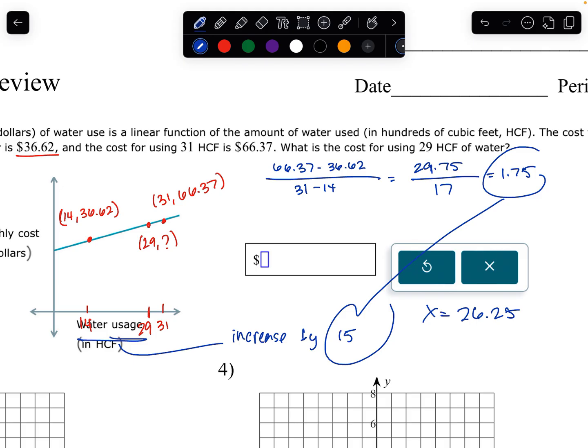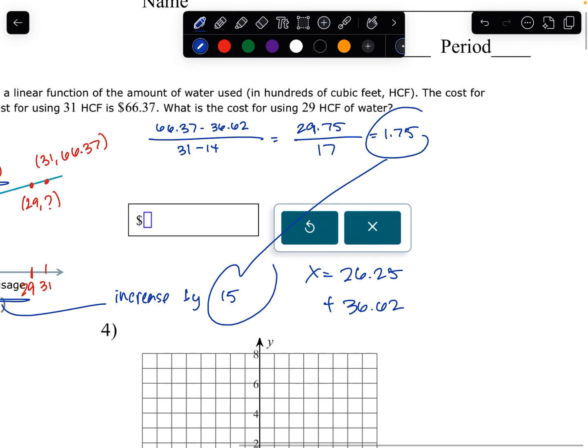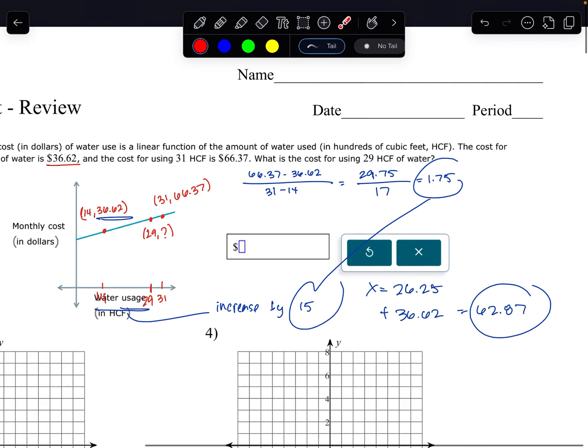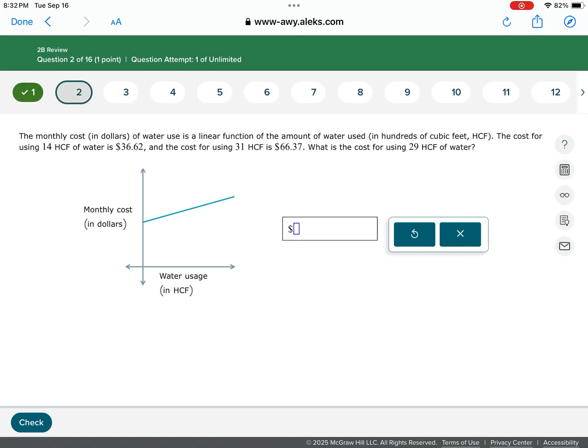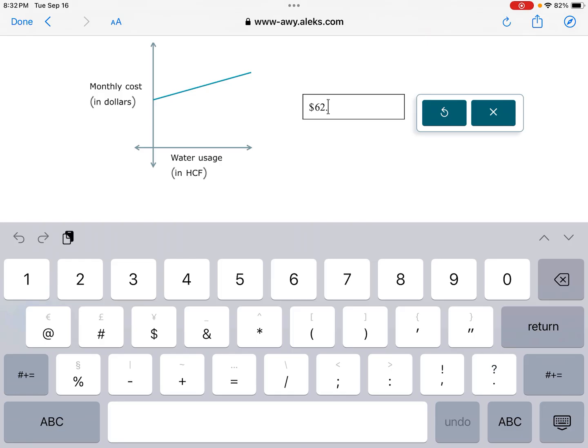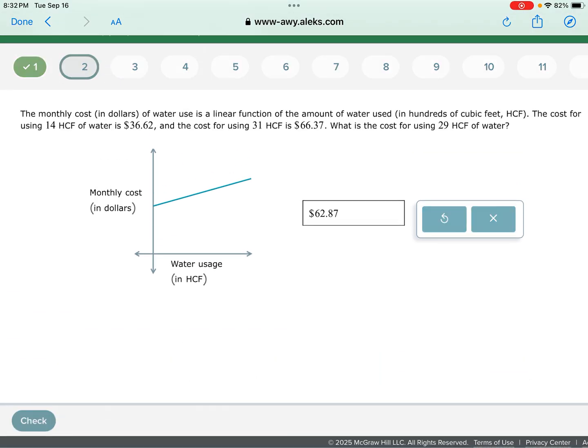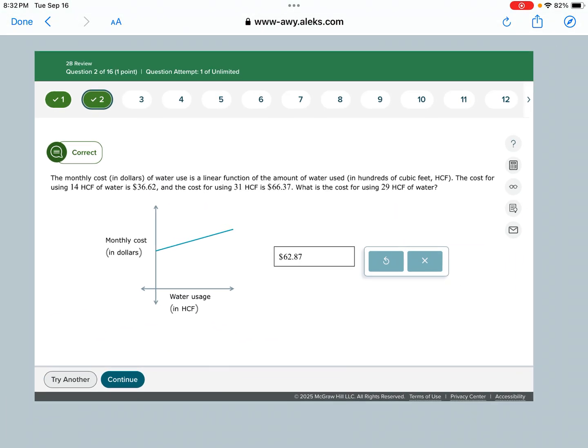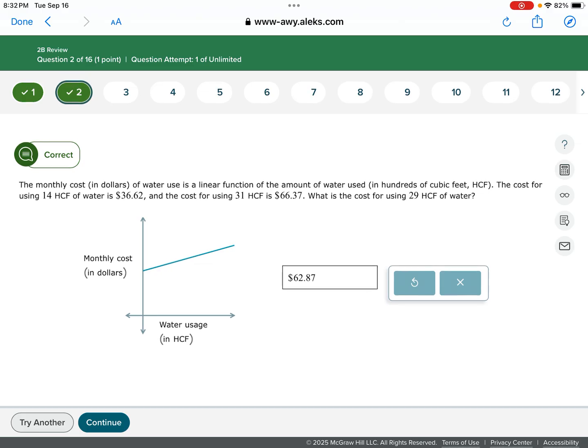And then I'm going to add this to 36.62. And I get that that's going to be equal to 62.87. That's how much it's going to cost for 29 of those hundreds of cubic feet. So that's how much it's going to be, 62.87. There you go. Okay, so that's how you'll do that one right there.